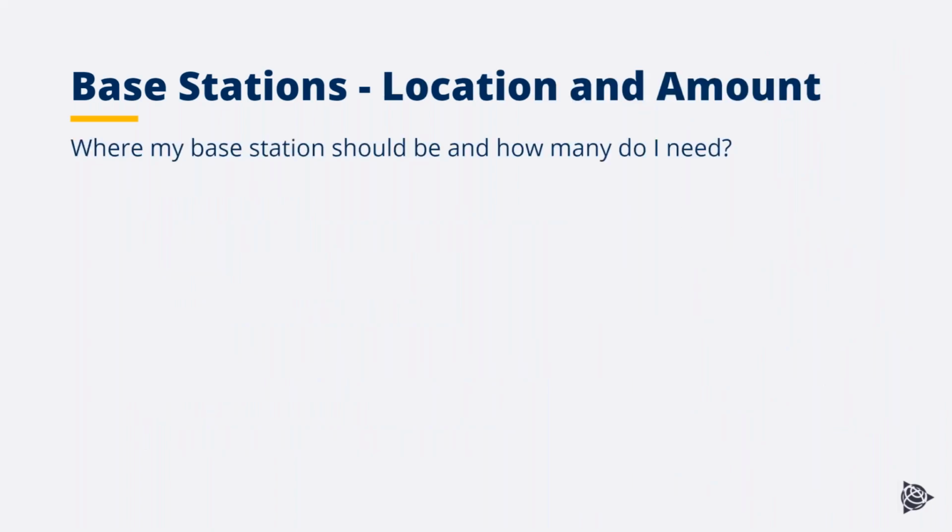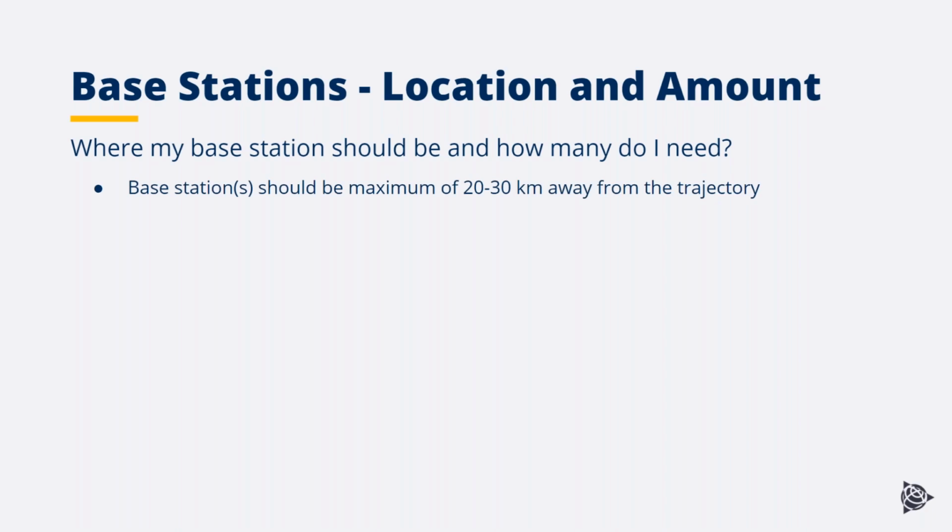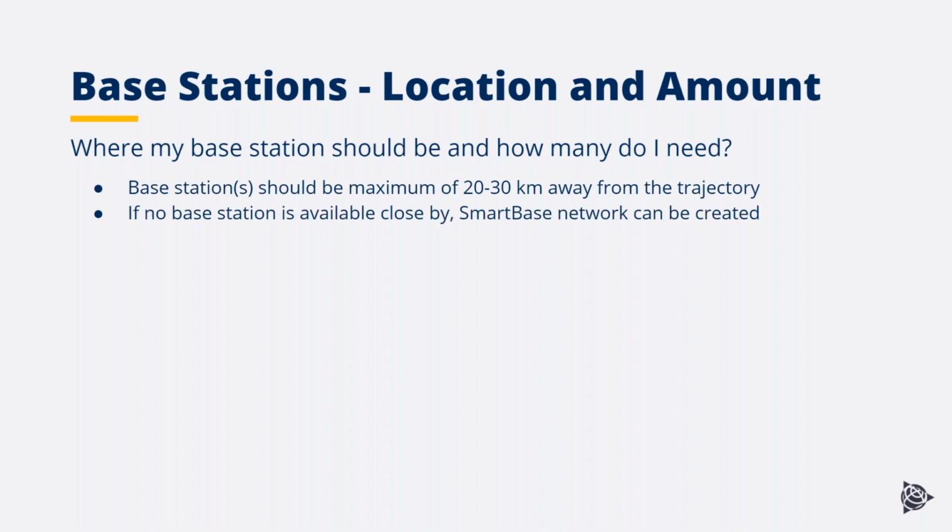Okay, next topic, where my base station should be and how many base stations do I need for my mission. First of all, a very important rule of thumb is that your base station should be maximum of 20 to 30 kilometers away from your trajectory. Anything above that will introduce more errors to your data. If there is no base station available close by, you can consider the option to build a so-called smart base network. I will not show how to do this here. I don't have time, but keep in mind there's an option like this. If you have questions, you can always contact us about that.